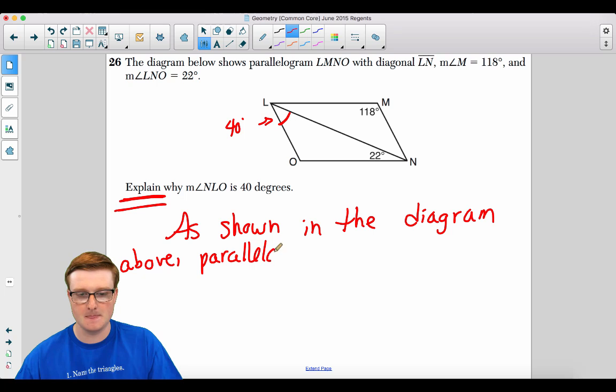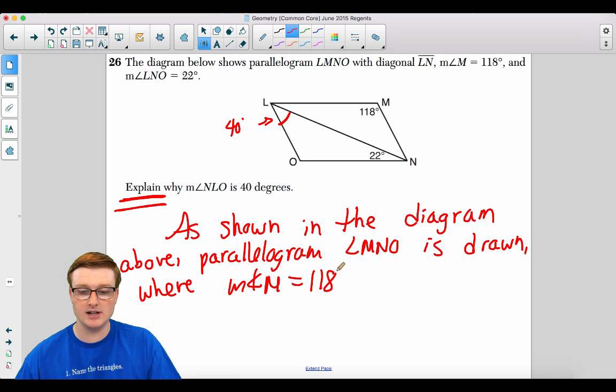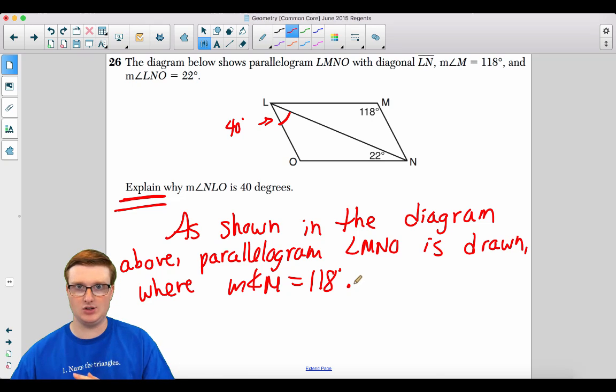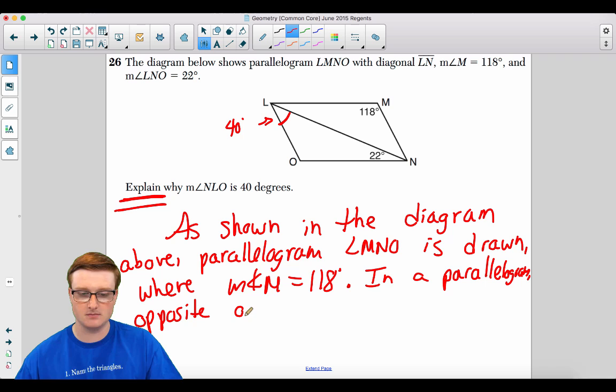parallelogram LMNO is drawn, where the measure of angle M is equal to 118 degrees. That's just given to us, so we just need to restate it. The next thing that I'm going to say is this. In a parallelogram, the opposite angles are congruent.